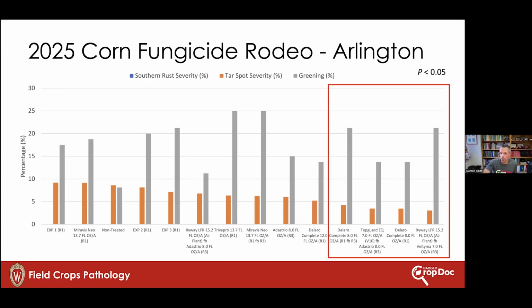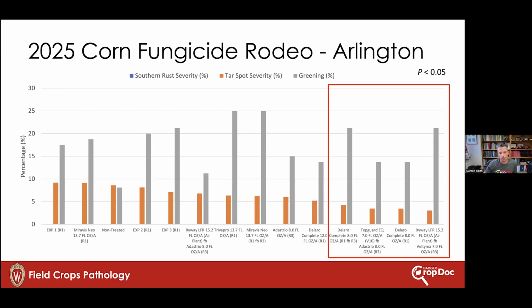And you can see the things inside the red box, they were among the best performing treatments, but mostly where we got some fungicide on, we did an okay job relative to the non-treated control with reducing the levels of tar spot. So again, timing is important. Less important really is the product.